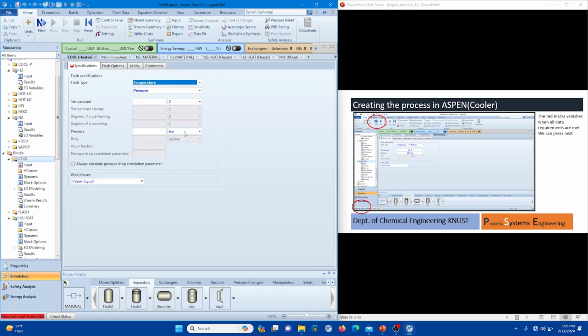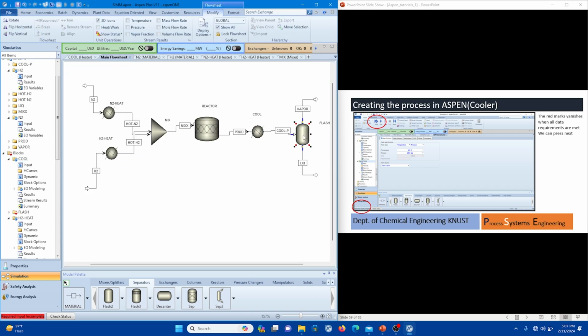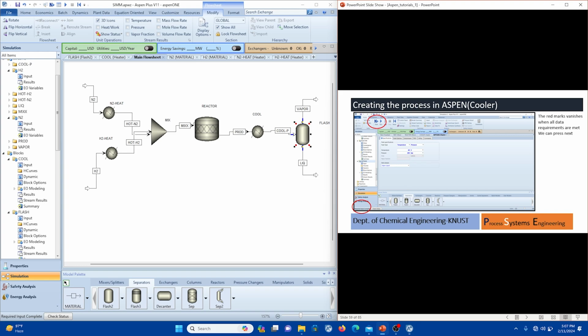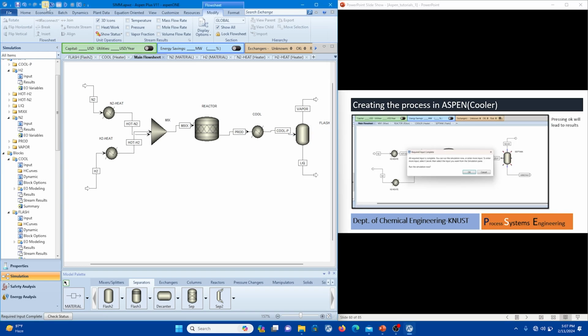Next, we move to our cooler, and we're going to determine the outlet. We're not provided an outlet temperature in the problem, so we're going to determine iteratively what that outlet temperature should be. Say still at 200 bar. And the last should be the flash. We should have the same conditions. After this, we should be able to run the simulation.